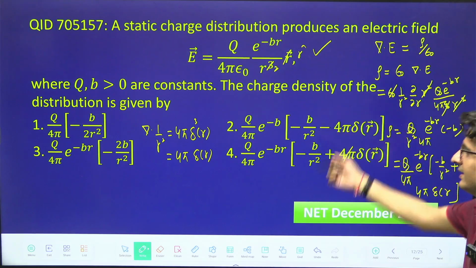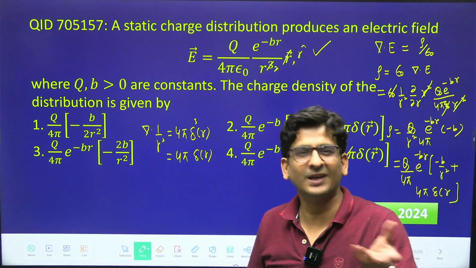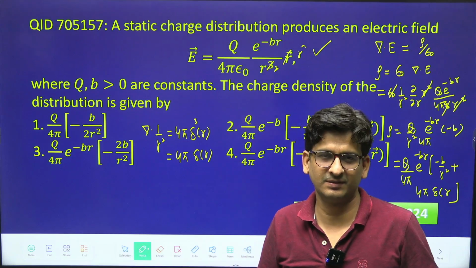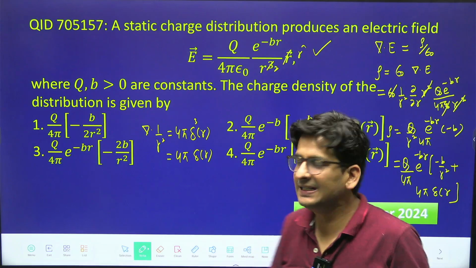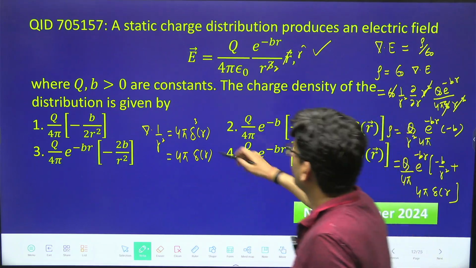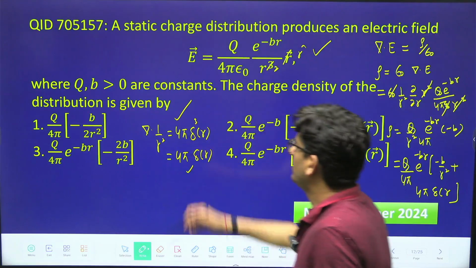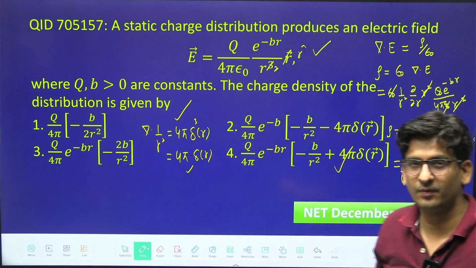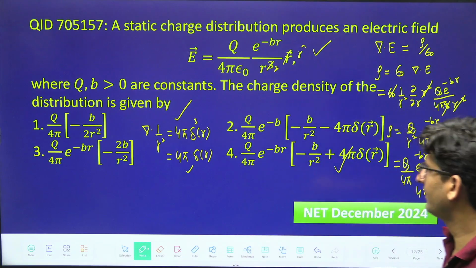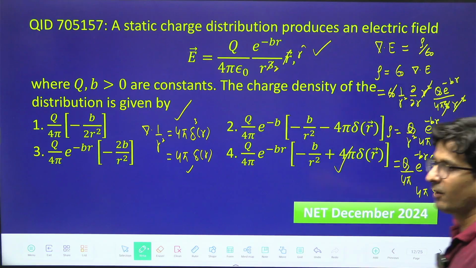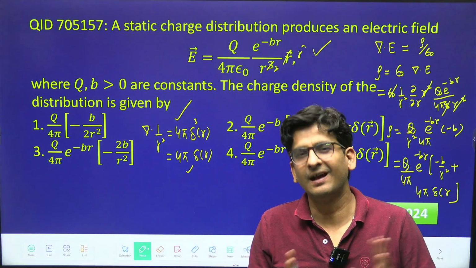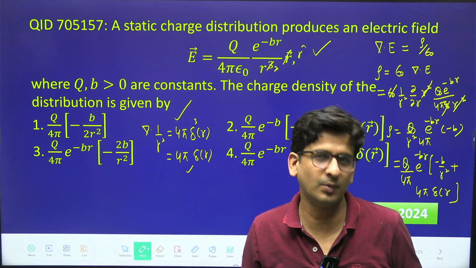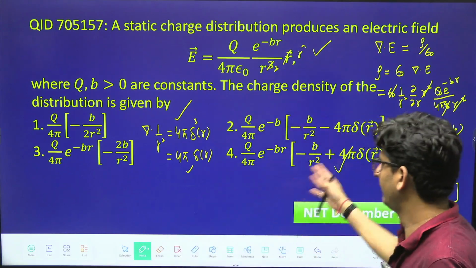So they have given this to just check your electrostatics, which is the first Maxwell's equation, which is Gauss law. And second thing is the vector calculus a little bit which we do, that divergence of 1 by r square will be given by 4 pi del r. And also I have taught you in class the Dirac delta function in spherical polar coordinates. So there we have dealt with all this.